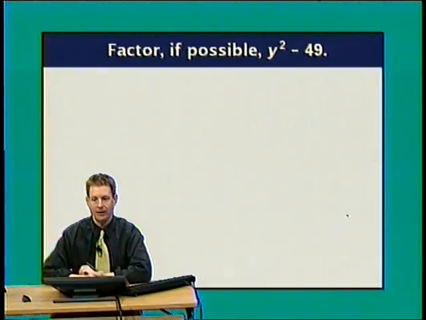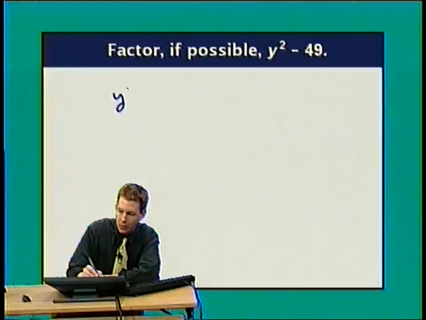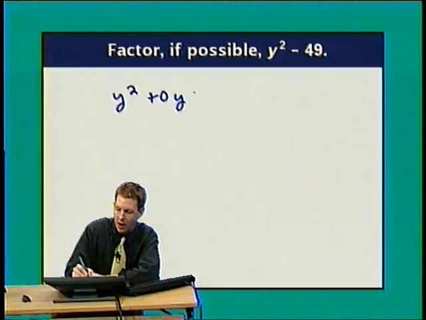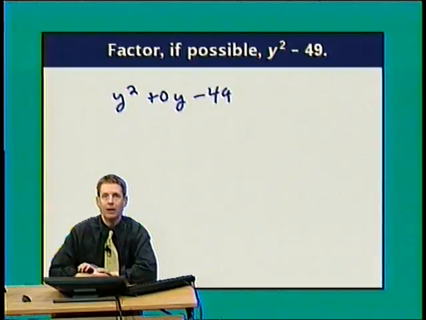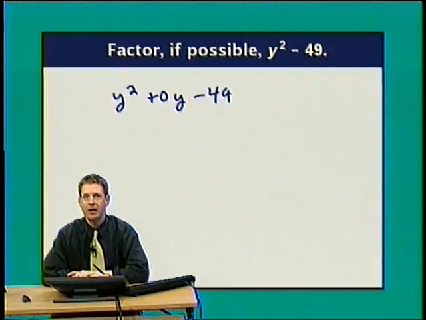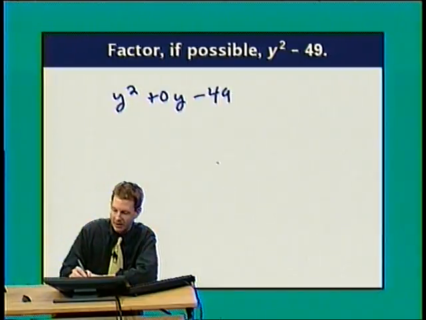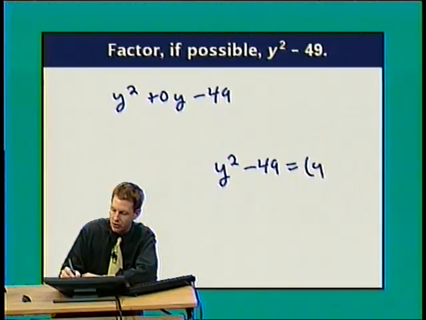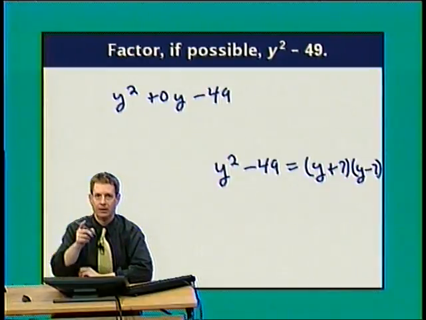Let's do that again. Let's think about y squared minus 49 as y squared plus 0y minus 49. Can you think of two integers that multiply to negative 49 and add to 0? I bet you can. They're 7 and negative 7. So it must be the case that y squared minus 49 factors into y plus 7 times y minus 7. Check.